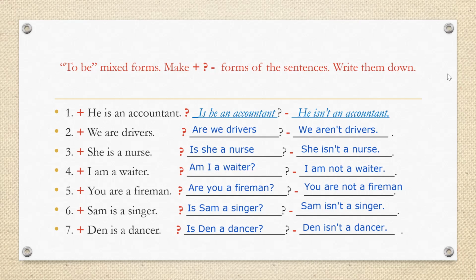Correct answers. Are we drivers? We aren't drivers. Is she a nurse? She isn't a nurse. Am I a waiter? I am not a waiter. Are you a fireman? You are not a fireman. You can answer, I am not a fireman, as well. Or you aren't a fireman.